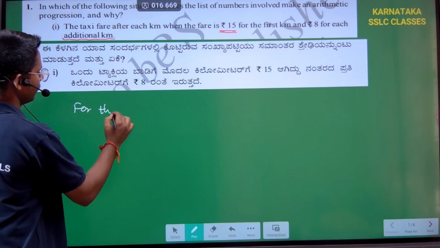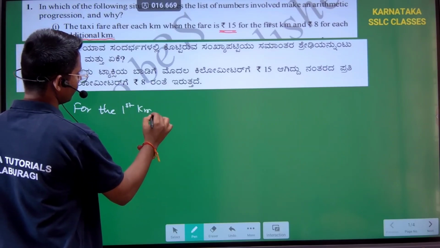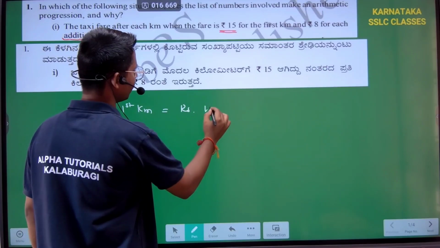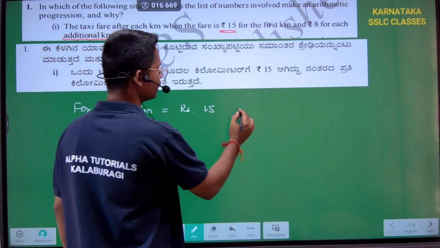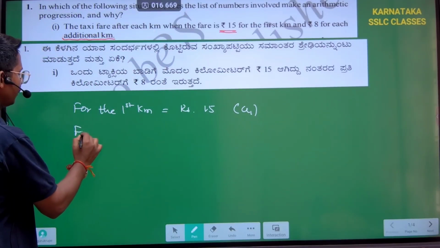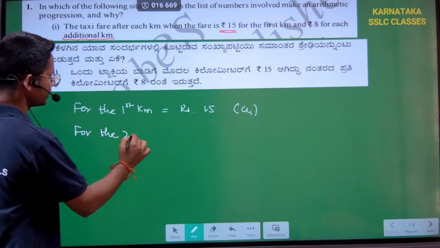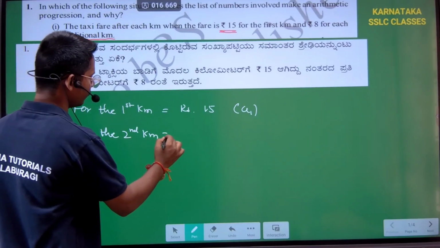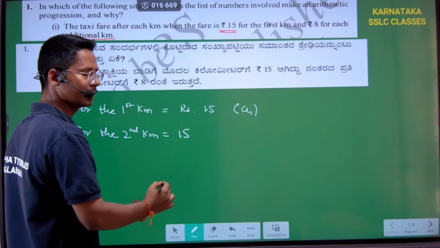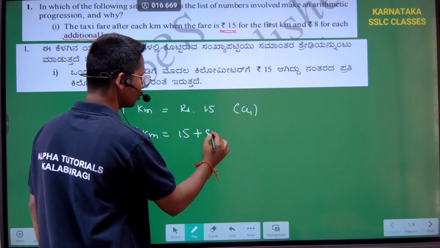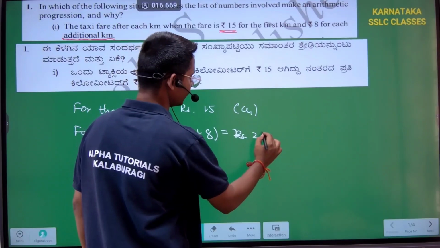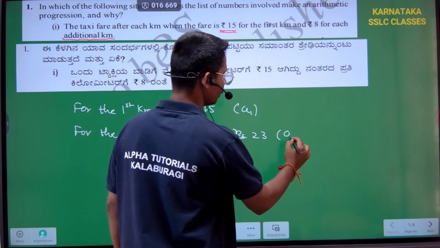for the first kilometer, what is the fare? It is 15 rupees, 15. As it is the first number, shall I call it A1, first term? Next, can you tell me for the second kilometer? It is 15 rupees for the first kilometer, and for the next kilometer it is 8 rupees more. How much? It is 23 rupees. 23. And shall I call it A2, second term?